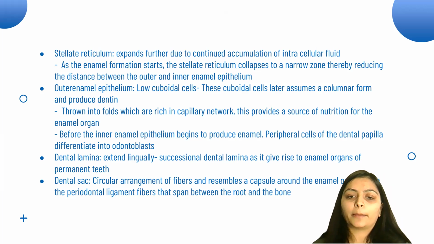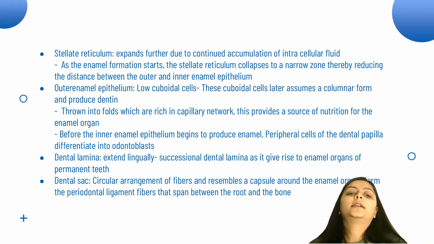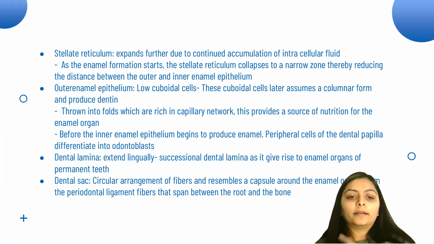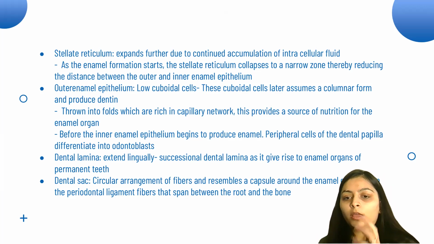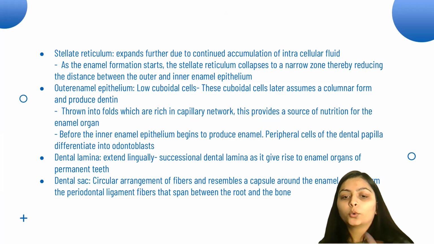Before the inner enamel epithelium begins to produce enamel, peripheral cells of the dental papilla differentiate into odontoblasts, which are responsible for the formation of dentinal tubules in future. The dental lamina extends lingually as the successional lamina, as it gives rise to the enamel organ of permanent teeth. The dental sac has a circular arrangement of fibers resembling a capsule around the enamel organ, and gives rise to the periodontal ligament fibers that span between the root and the bone.